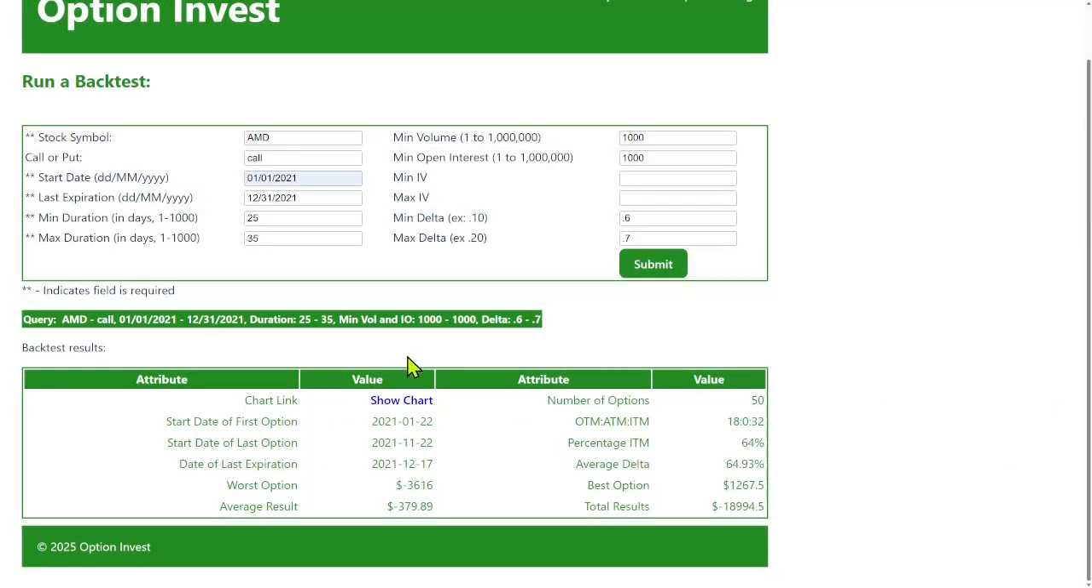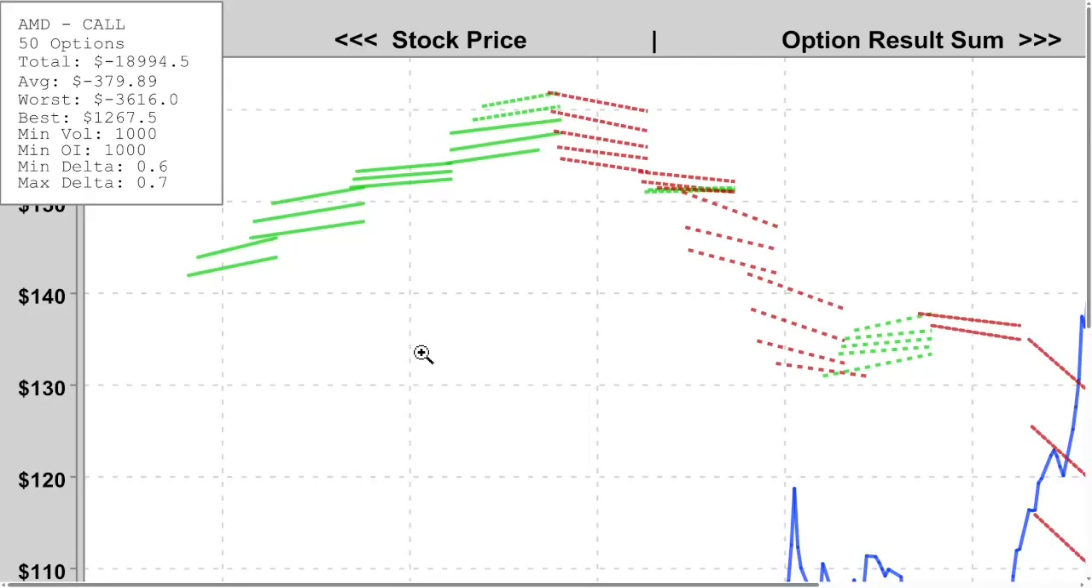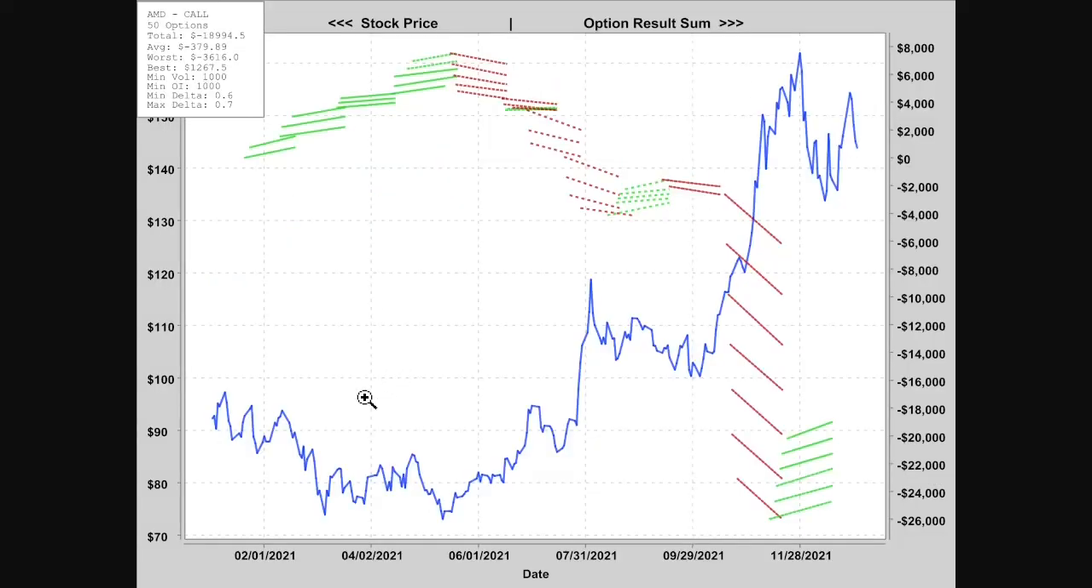Now let's look at the chart. Let me zoom out so we can see the whole thing. This blue line is AMD stock over 2021. It started around 90 and finished around 145. The left side here measures the stock price, so it's not surprising call sellers on AMD had a rough go of it in 2021. These green and red lines represent the individual 50 options in the backtest. They're positioned against the right axis to track the overall results.